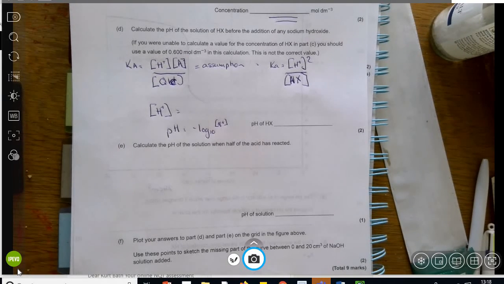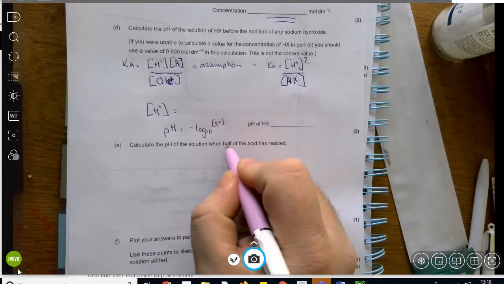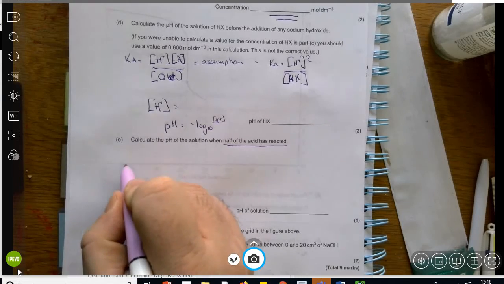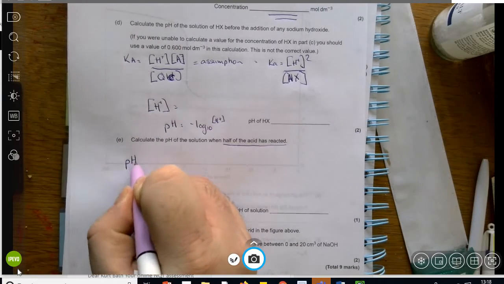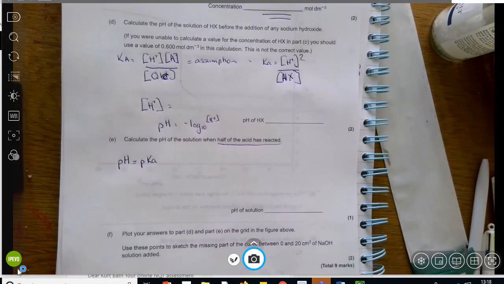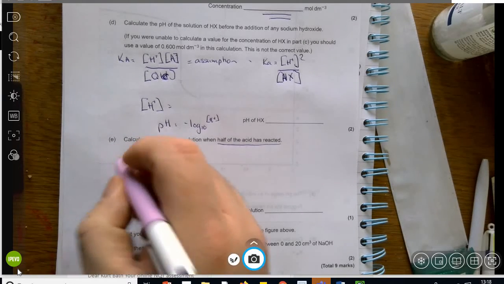Right. For part E, it says calculate the pH of the solution when half of the acid is reacted. Now, the moment it says this, there is that very, very special case that comes into place, which is where, when half the acid is reacted, we know that the pH is equal to the pKa. So pH at half neutralisation.